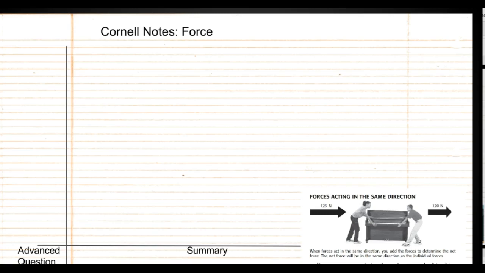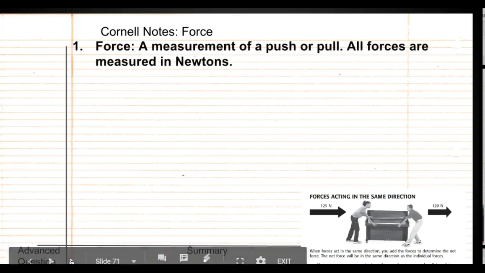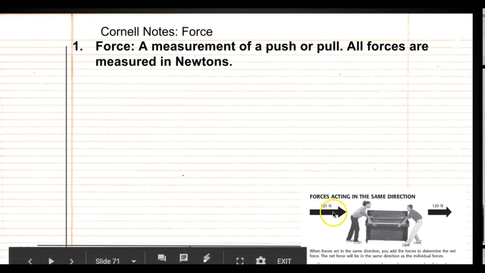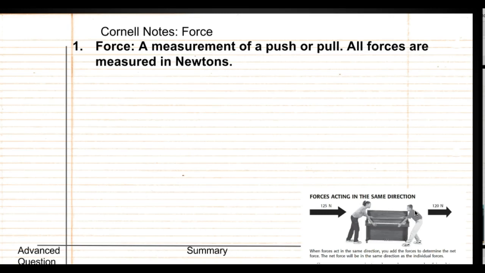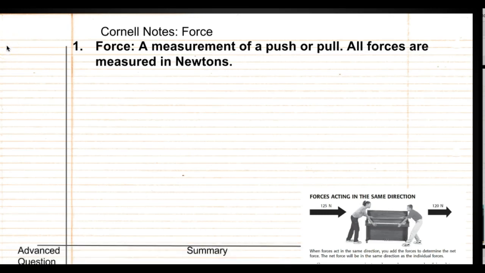Alright? Ready? Okay. The first idea is on force. Force in science is a measurement of a push or a pull. All forces are measured in newtons. So when you're pushing something like this girl here, or you're pulling on something like this boy here, that's a force. And you measure it in newtons. So for her, 125 newtons. For him, 120 newtons. For number one, you can write, what is a force? Or you can use the question, how is force measured? It's measured in newtons.